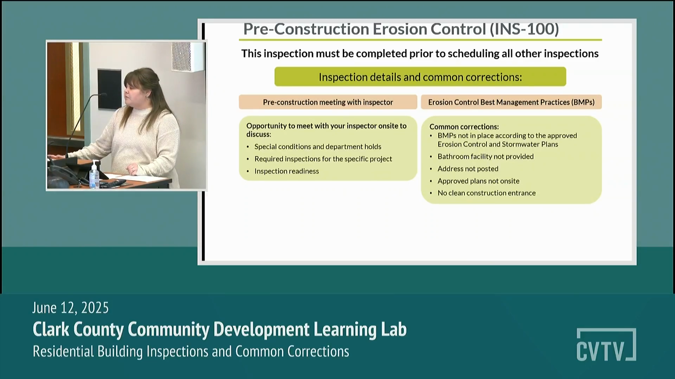Some of the common corrections we see with this inspection is that the BMPs are not in place according to the approved plans. Bathroom facility is not provided. The address isn't posted for the property. The approved plans aren't on site, or the construction entrance isn't clean or hasn't been installed properly.